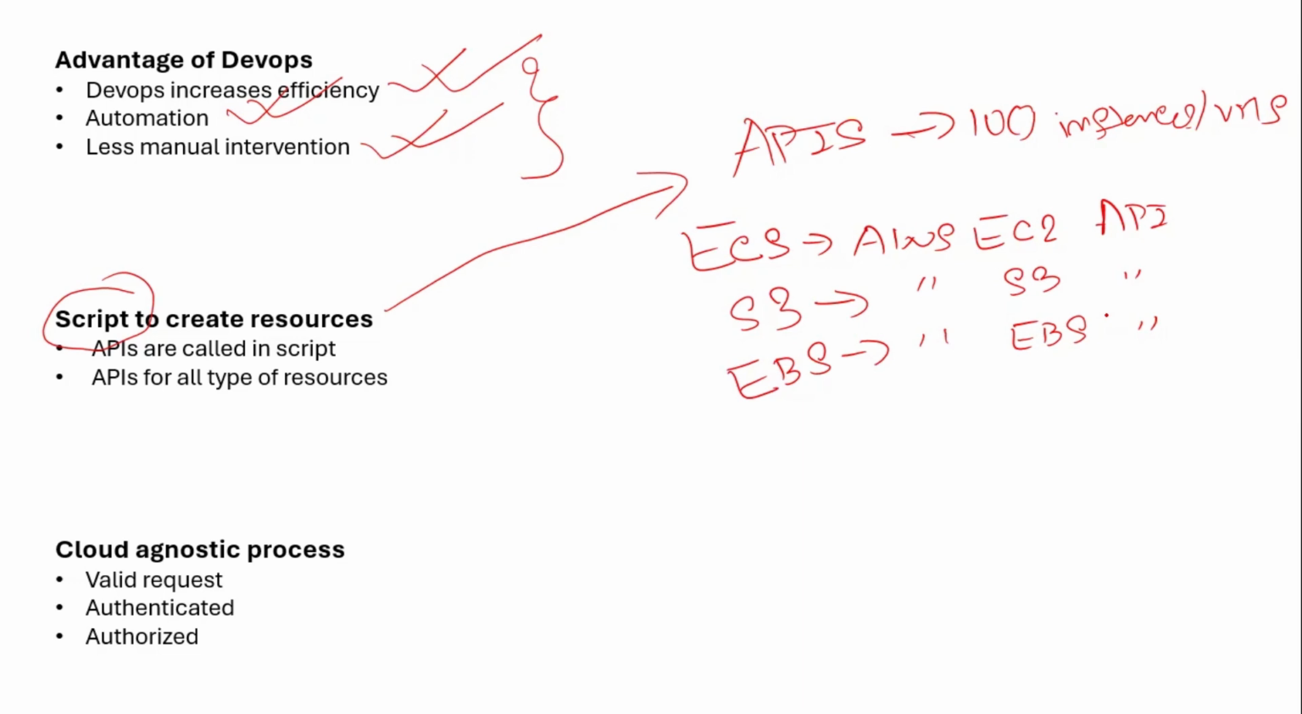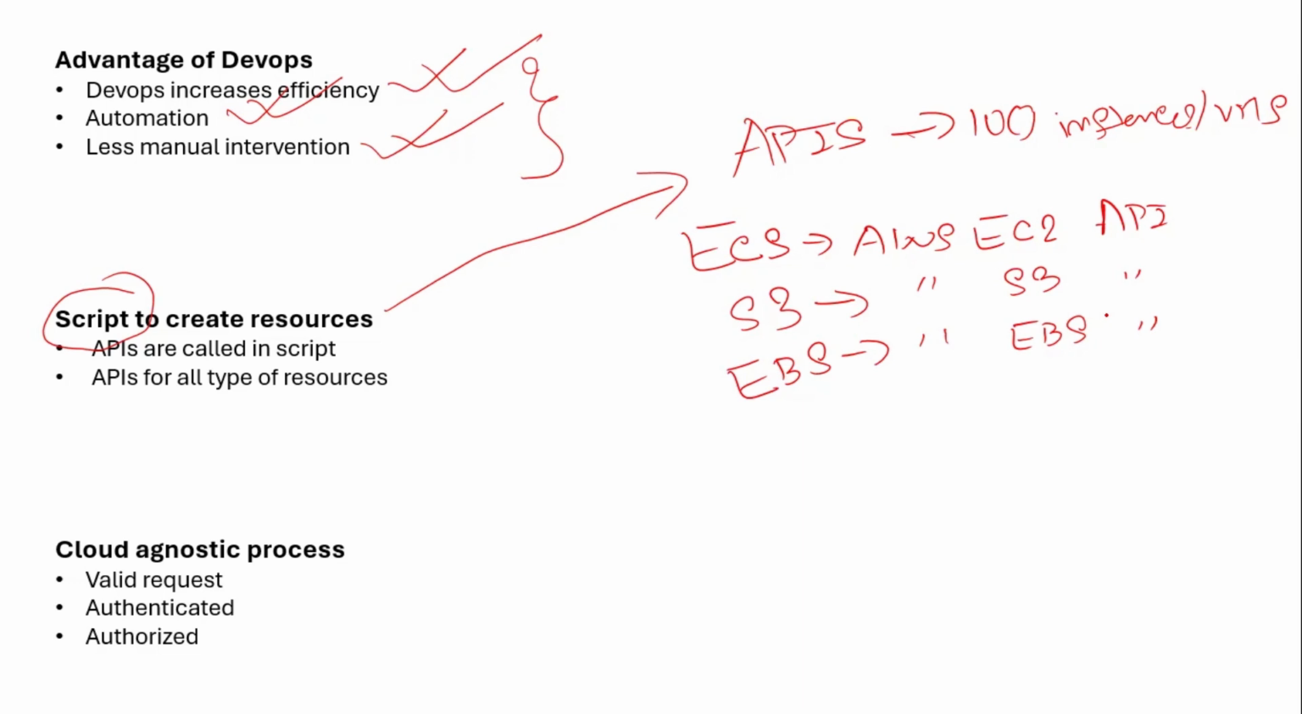Now, when they are calling, for sure they have to mention the count of the resources. In case the count is to create one, then in the script they are going to mention a count of one for the respective resource for which the API has been called. In case it's 100, then simply mention a count of 100.